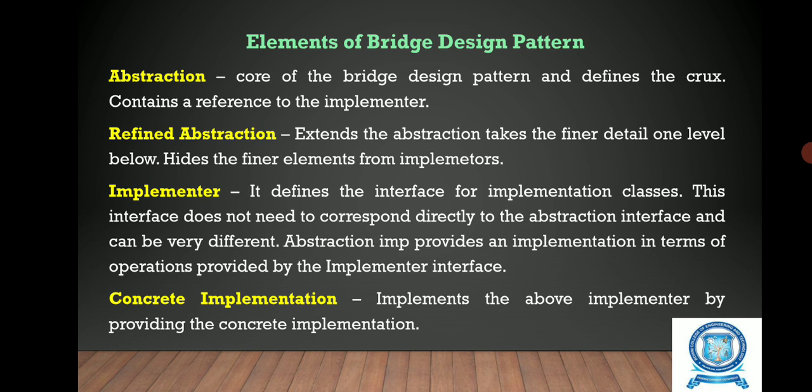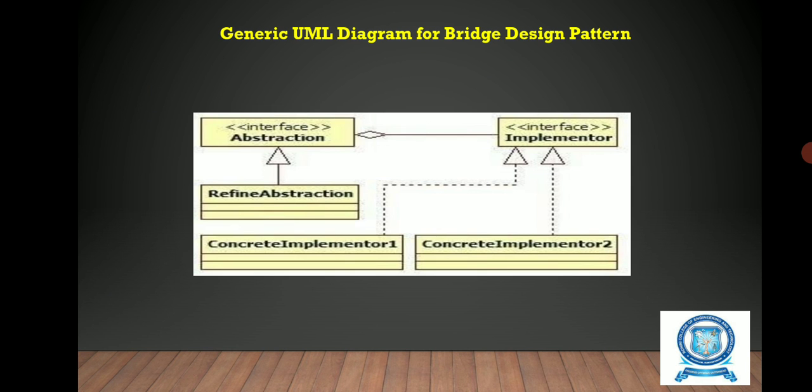So we have to know about the implementer. Implementer defines the interface for implementation classes. This interface does not need to correspond directly to the abstraction interface and can be very different. Abstraction provides an implementation in terms of operations provided by the implementer interface. The concrete implementer implements the above implementer by providing the concrete implementation. This is the generic UML diagram for the bridge design pattern.